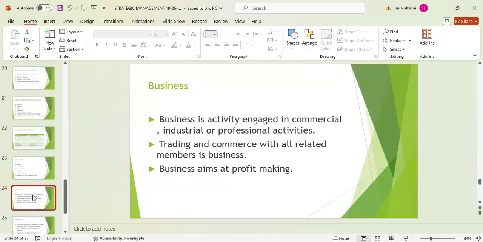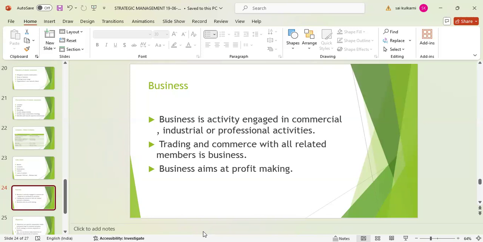Business is activity between buyer and seller. It is also true. But the comprehensive concept of business is: trading plus commerce is equal to business. It is a very simple equation. Trading and commerce is equal to business. Now what is trading? Trading means sales plus purchase. Sales and purchase means trading. Exchanging the product or service with money is called trading.